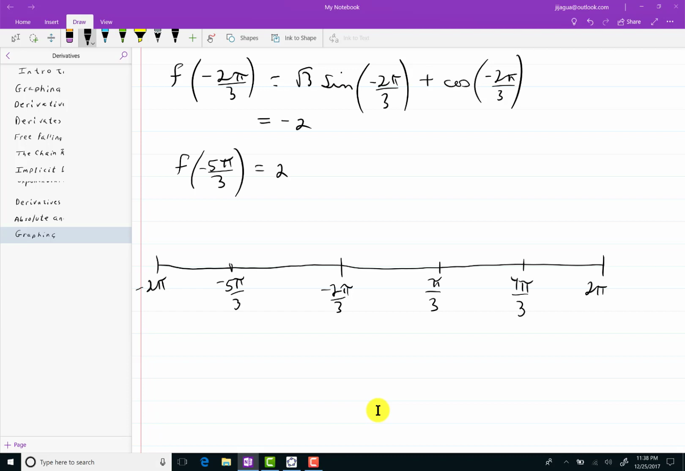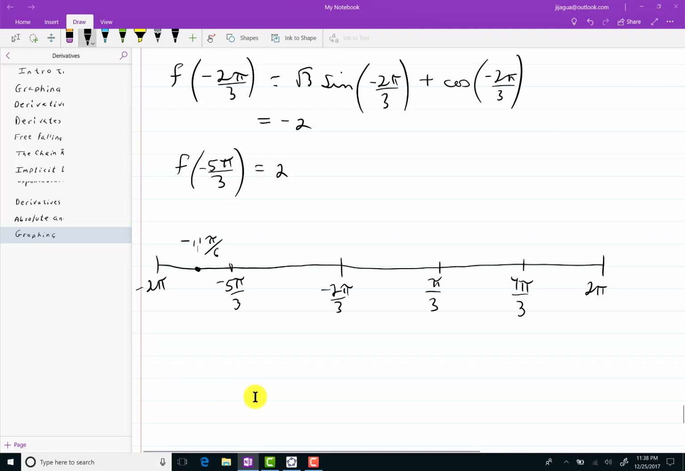And now let me just get increasing and decreasing for each of these. So I have to pick numbers, test points between there. If you think of this as negative 10 pi over 6, and you can think of this as negative 12 pi over 6, then you can understand why I might test negative 10 pi over 6. Nope, negative 11 pi over 6, sorry.